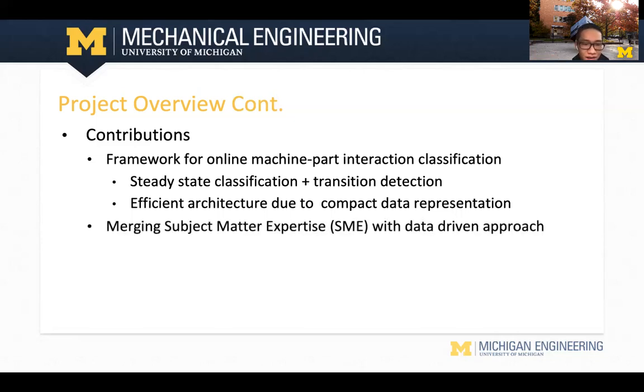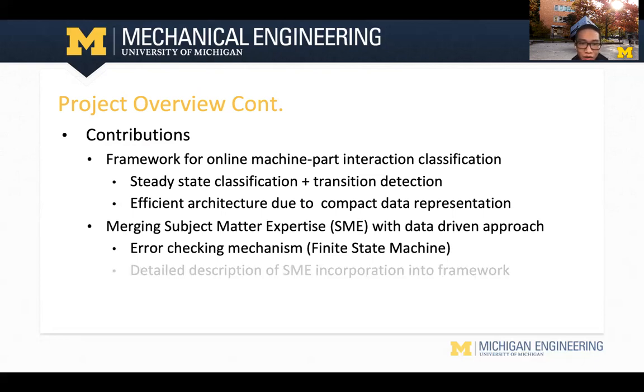And the second contribution is that we integrate subject matter expertise with a data-driven approach. The most significant subject matter expert contribution is the error checking mechanism. We model the machine as a finite state machine and use that to perform error checking. And we also describe how subject matter expertise is incorporated into our framework, and this will help others to adapt our framework to different machines and different manufacturing systems.